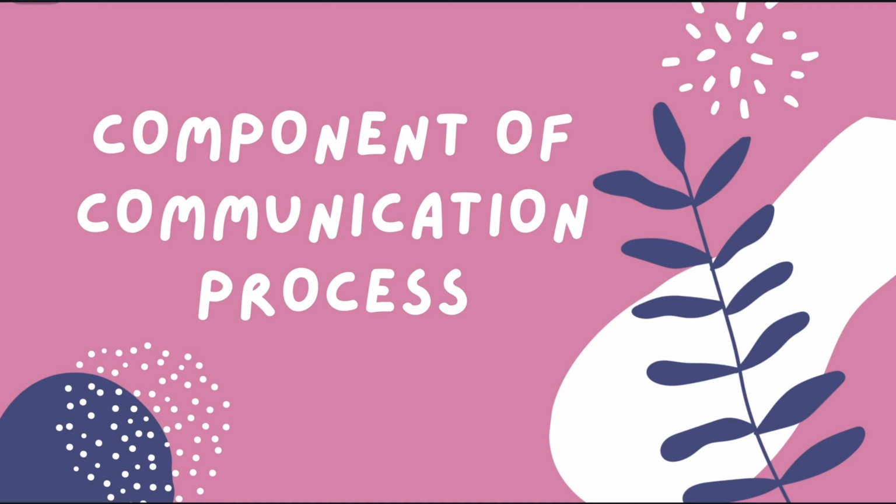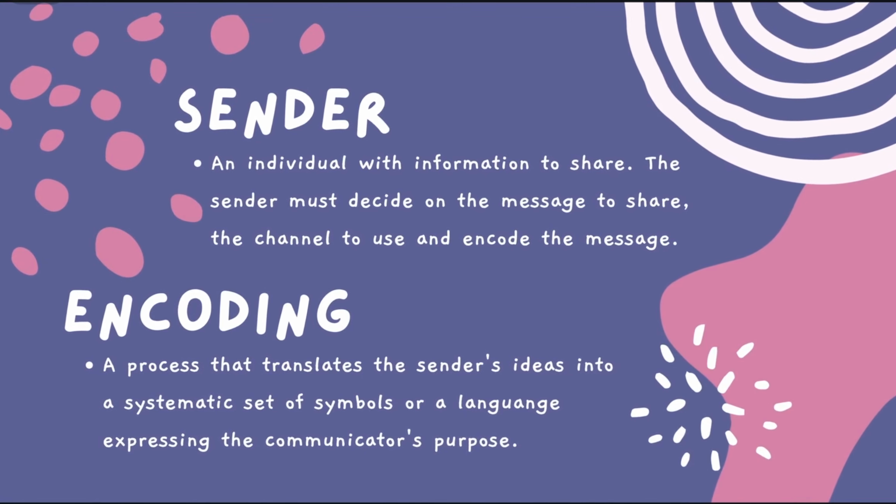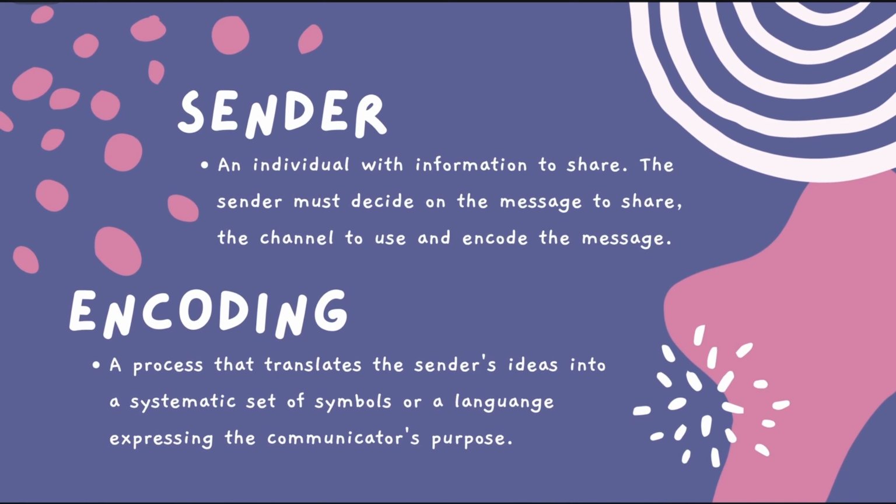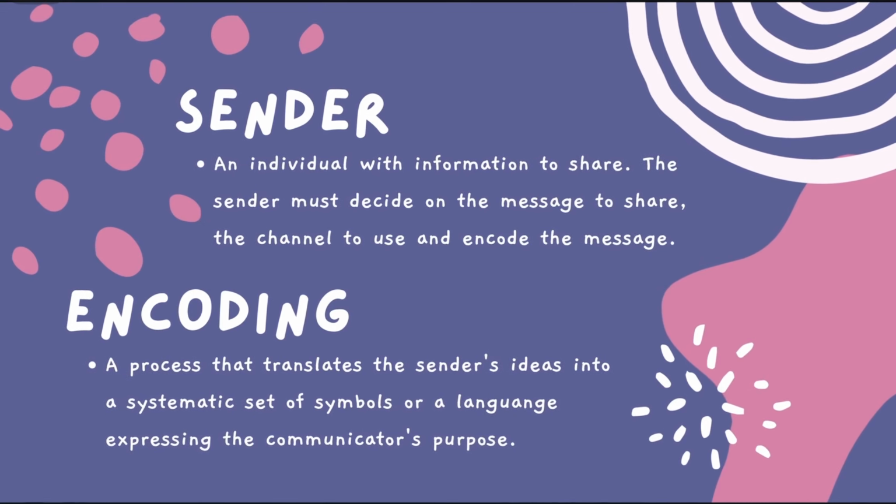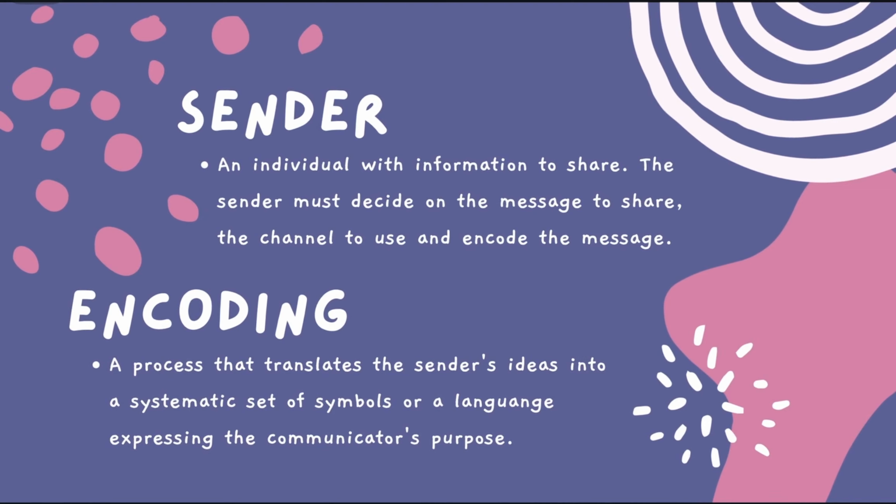The components of the communication process start with a sender. A sender means an individual with information to share. The sender must decide on the message to share, the channel to use, and encode the message. Next is encoding. Encoding means a process that translates the sender's idea into a systematic set of symbols or a language expressing the communicator's purpose.